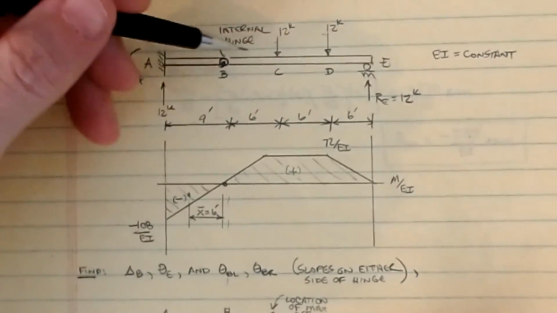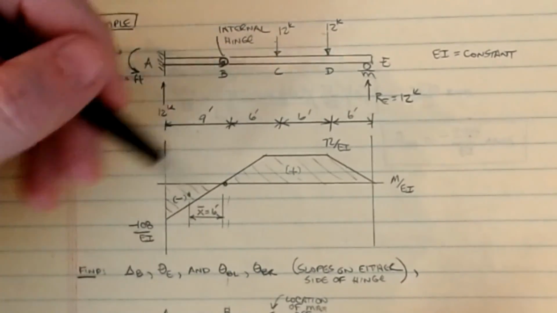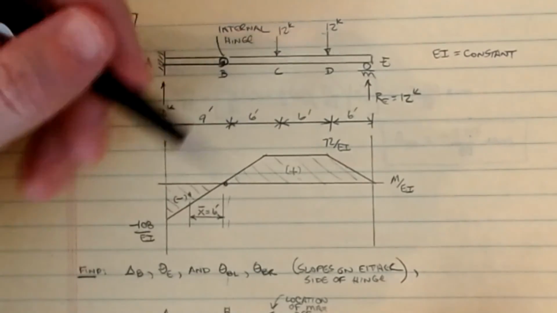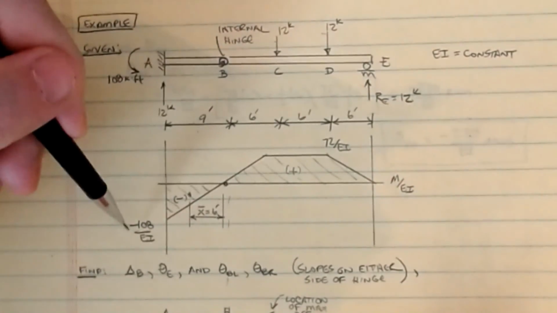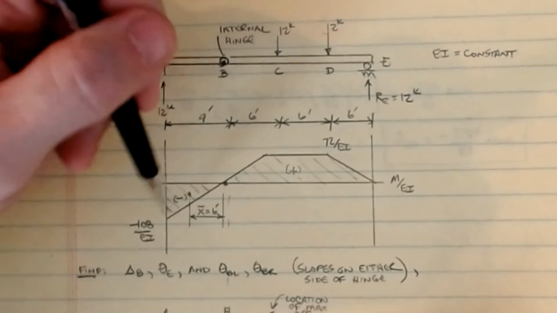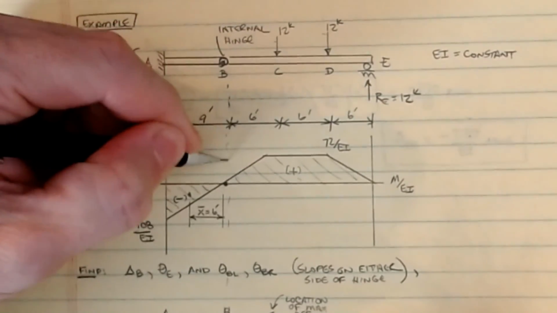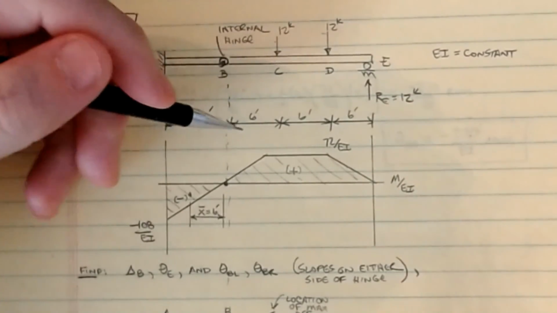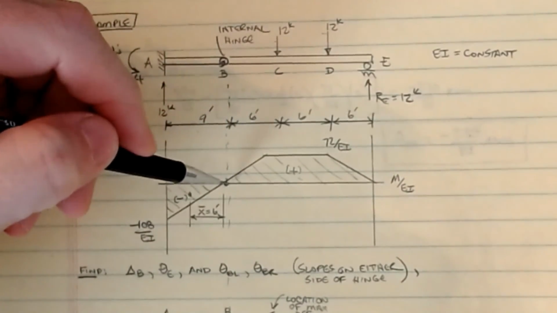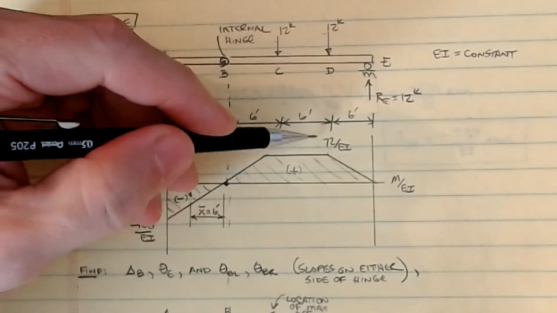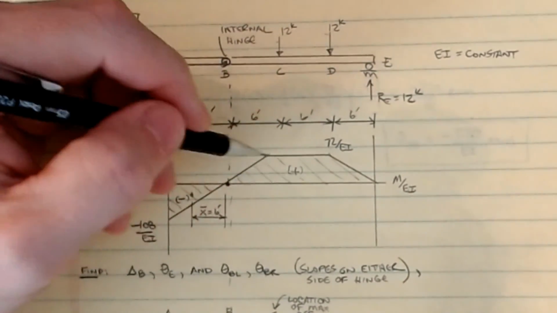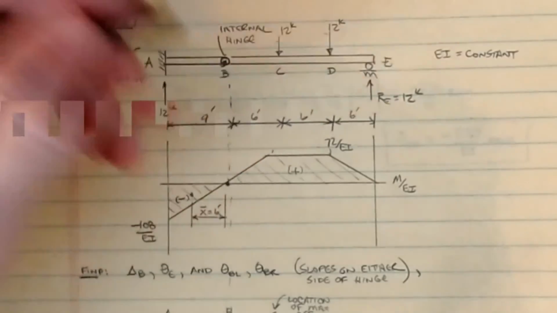If I draw the moment diagram on this, M over EI is constant for the whole length. You get a diagram that looks something like this. It's minus 108 over EI here. Then this is my hinge location, and that hinge is going to be a bit of a problem, especially when it comes to trying to draw the deflected shape. Then the simply supported span is this guy, in which it's 72 over EI as the value of the moment at 6 feet and 6 feet.